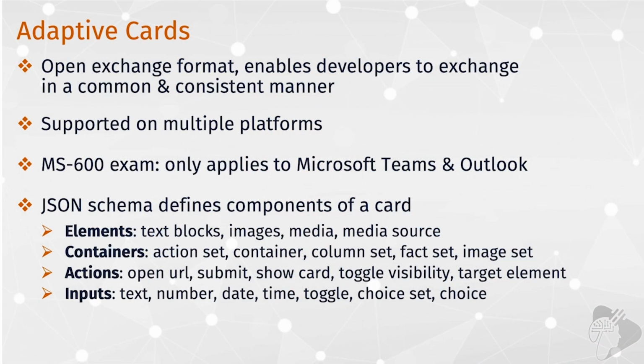Now, the JSON structure is going to define all the components of a card. You've got four main sections. You've got elements, which are like text blocks and media or media sources.